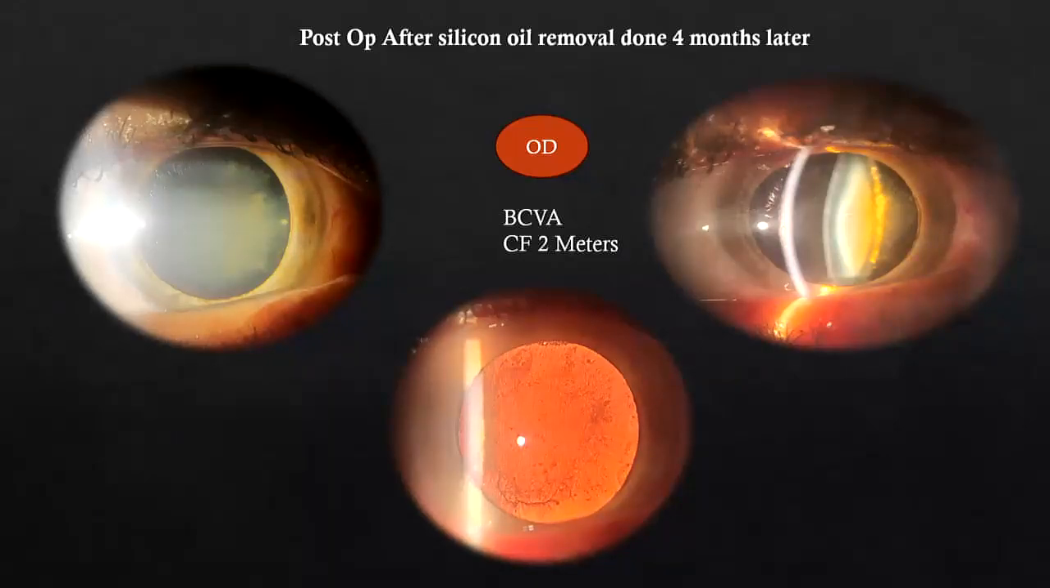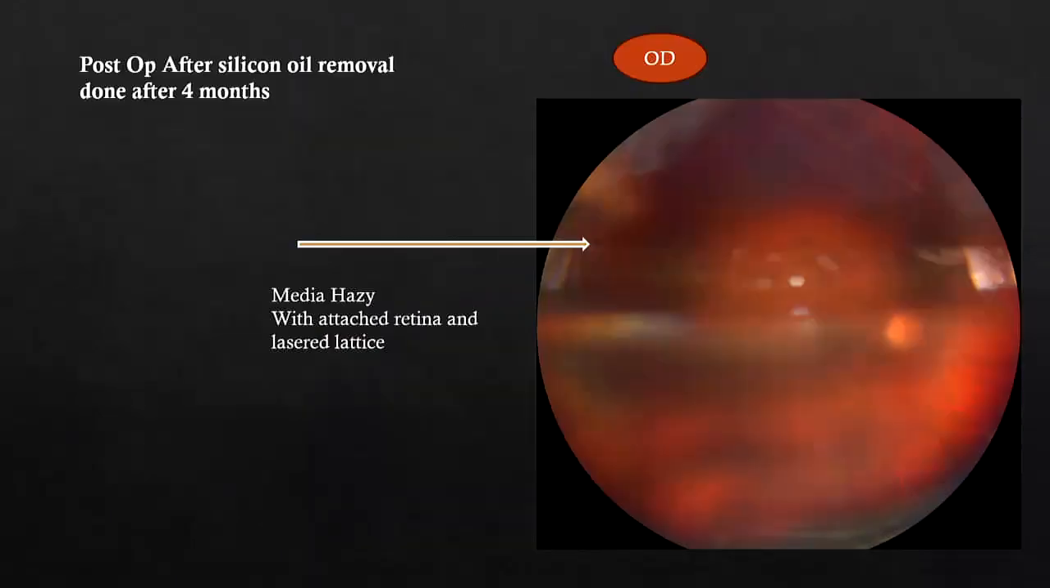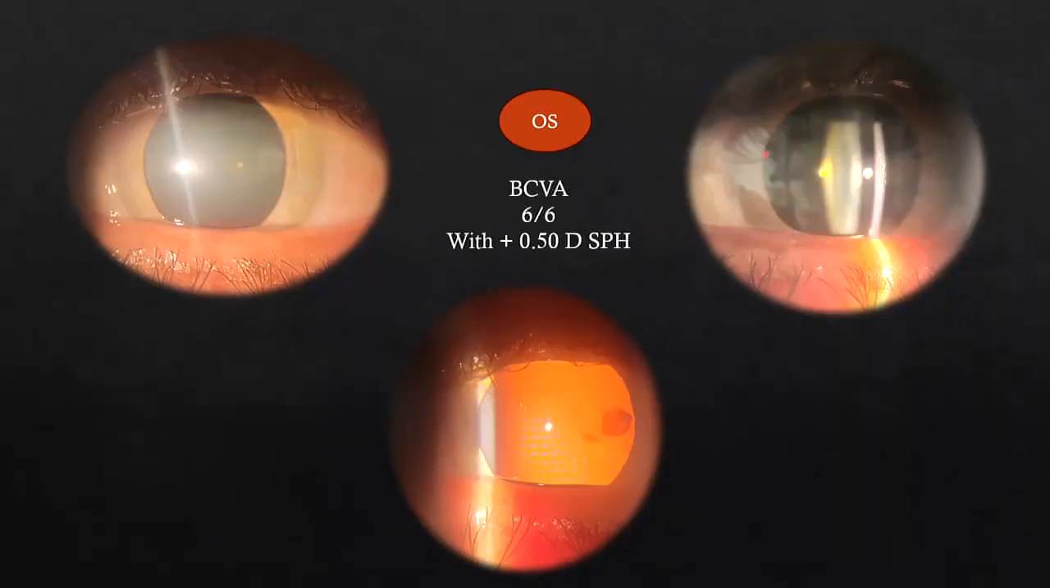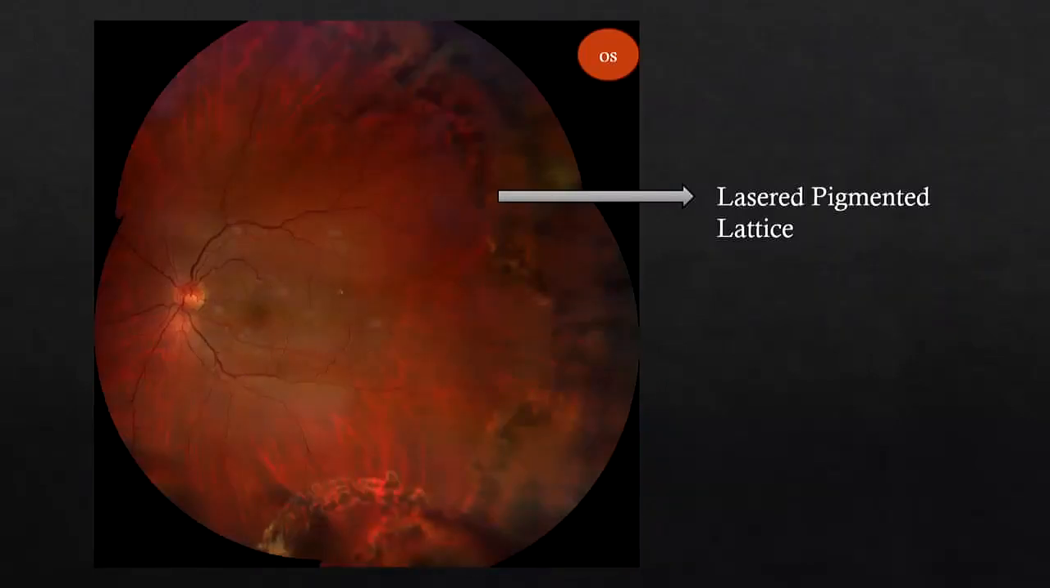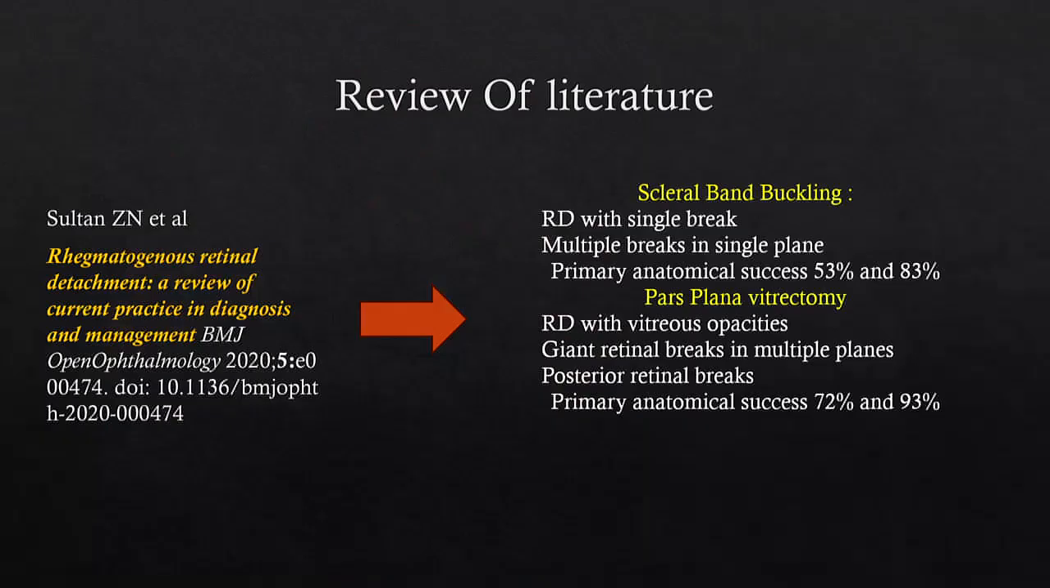Then when we evaluated, he has cataract of NS3 grade with PSC, posterior subcapsular cataract. In the right eye, there is a hazy view. We can see the attached retina with laser lattices. Best corrected visual acuity in the left eye is 6/6 with plus 0.5 diopter sphere, and he has NS1 cataract with PSC. This is the left eye laser lattice picture.